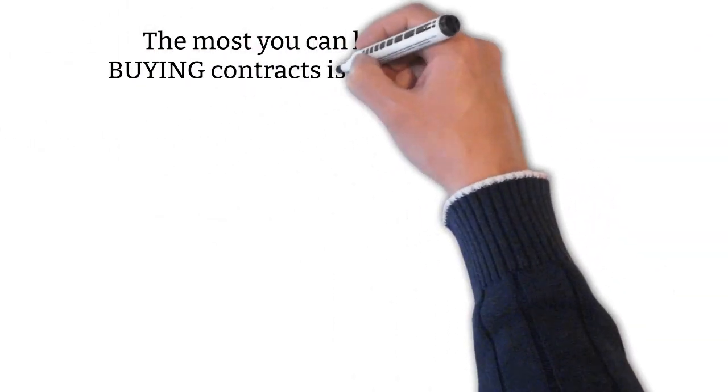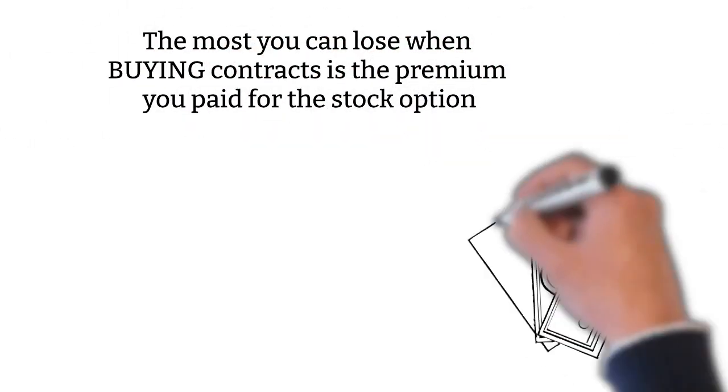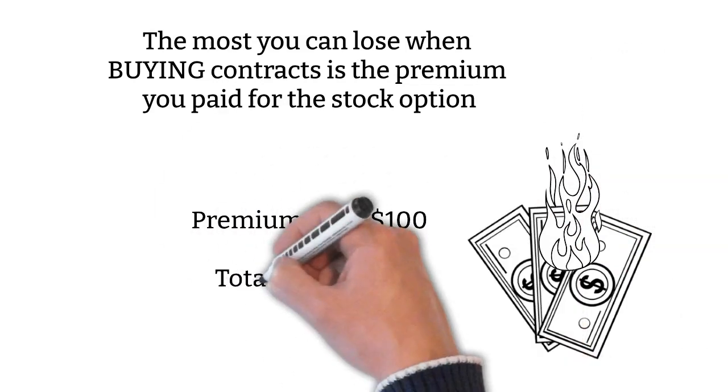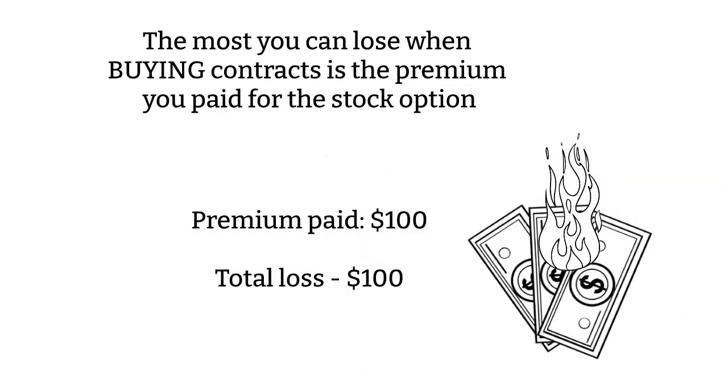Just like call options, put options also have defined risk. The most money that you can lose when buying a put option would be the premium that you paid for the contract. So with your Uber put contract, the most that you stand to lose would be $100.